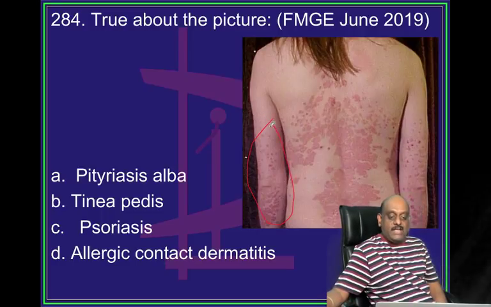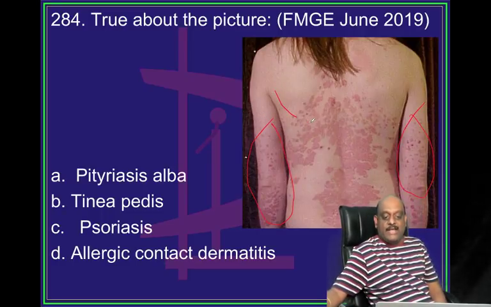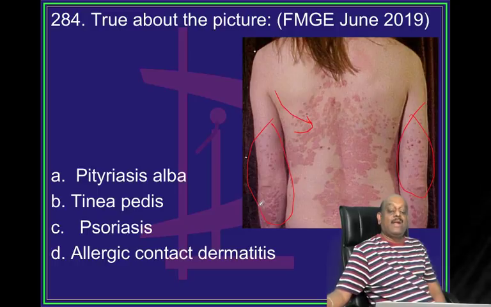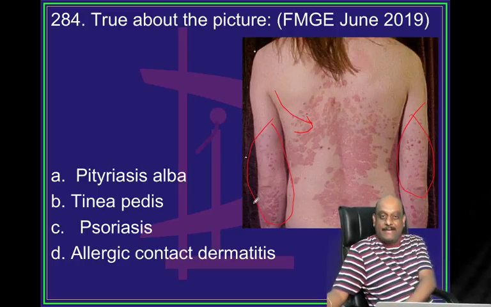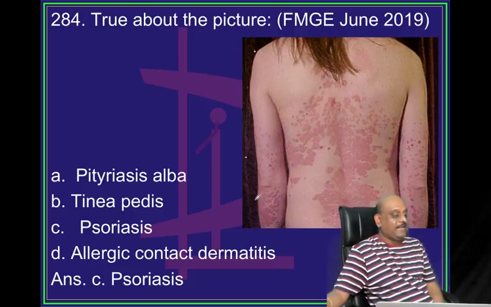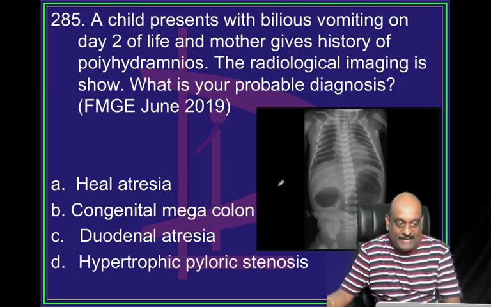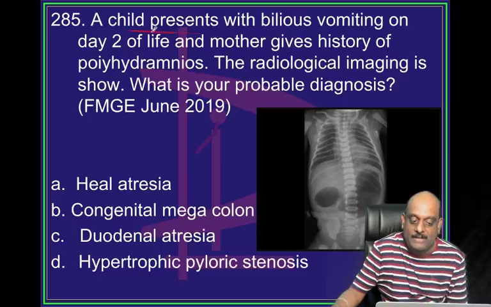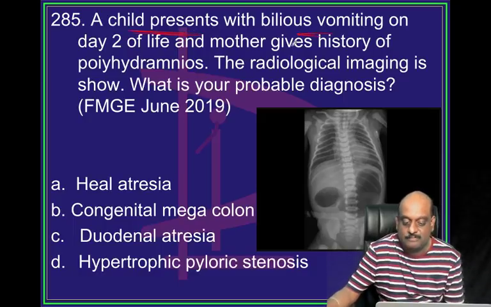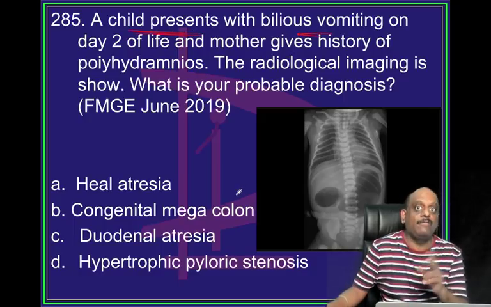Now on the extensor surface, scaly lesions are there. What is this, Doctor? Foreign medical graduates, psoriasis. Now Doctor, a child presents with bilious vomiting on the day 2 of life. Bilious.